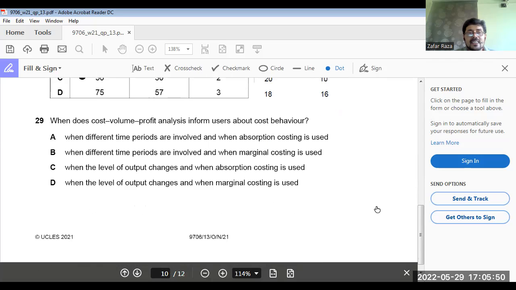When does CVP analysis inform users about cost behavior? I must tell you one thing. I did not see time periods in CVP analysis. Are you getting my point? So, the answer could be C or D. C means when the level of output is no, absorption costing we can't use. So it means the answer is D option. Done?